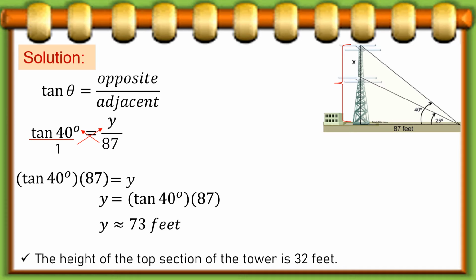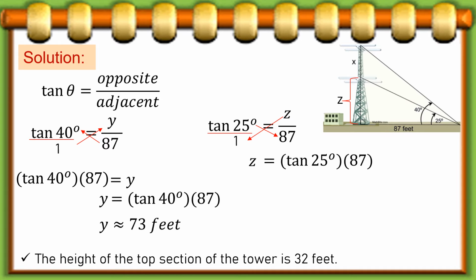Now let us compute the other part of the tower. I call it set. To compute for set, we have tangent 25 degrees is equal to set over 87. Then we cross multiply. So set is equal to tangent 25 degrees times 87. Using your calculator, it would be approximately equal to 41. So it is 41 feet.